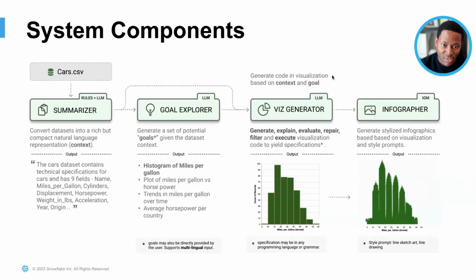Next, we take the summary and the goal, and we give that to a Vis Generator. The task here is to generate code that addresses that goal, compile that code, and generate visualizations. In addition to that, the Vis Generator is also able to explain the code that's been generated, evaluate it, repair it, filter it, and then execute it to create visualizations.